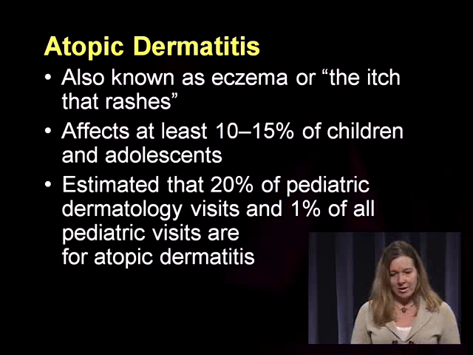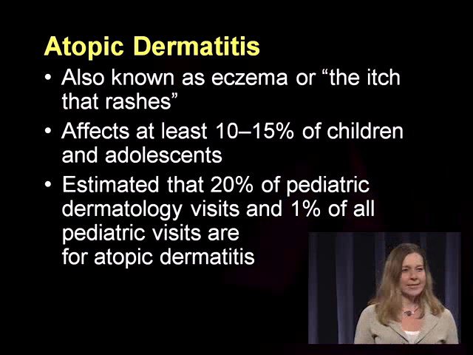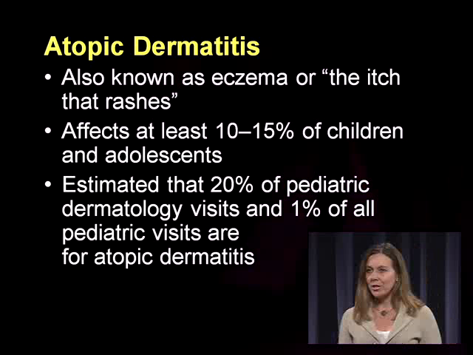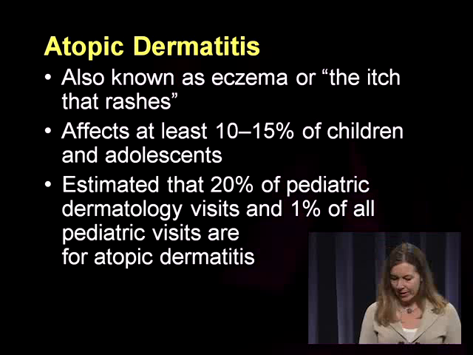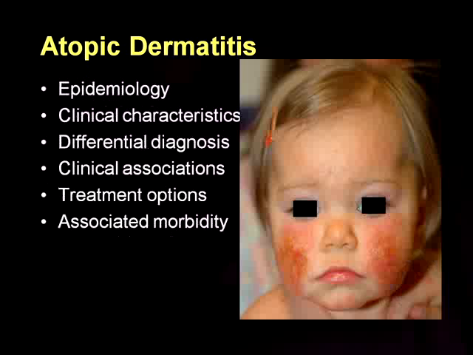So we're going to start with atopic dermatitis. This is also known as eczema or the itch that rashes. And this is very, very common, affecting about 10 to 15% of children and adolescents. And it's estimated that about 20% of pediatric dermatology visits and 1% of pediatric visits are for atopic dermatitis. So we're going to go through epidemiology. We're going to focus on clinical features, differential diagnosis, some of the clinical associations and complications, as well as treatment options. And here we see a young lady who has the typical facial features of atopic dermatitis with these very pronounced red plaques with overlying crust on the cheeks. And I'll show you quite a few more examples.